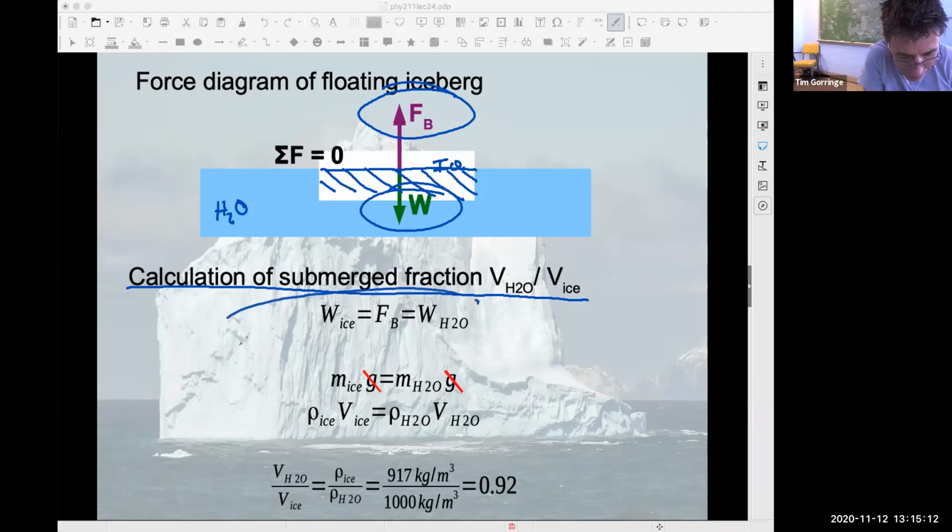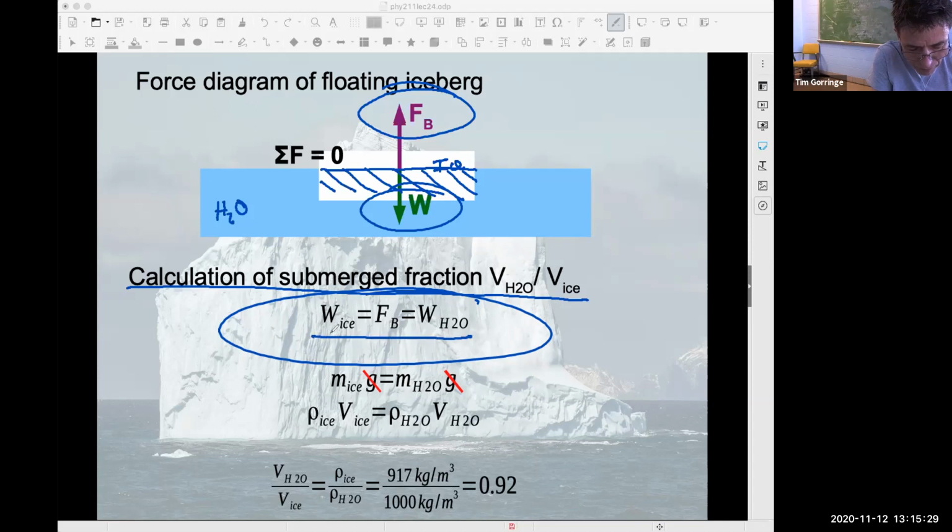And we're going to calculate it by Archimedes' principle and our picture of the buoyant force and weight of the ice being in equilibrium. And that's embodied by this little equation here. Because we've got equilibrium with the ice floating in the water, the weight of the ice is equal to the buoyant force, which is equal to the weight of water displaced. Now, the weight of water displaced is equal to the mass of water times the acceleration of gravity.